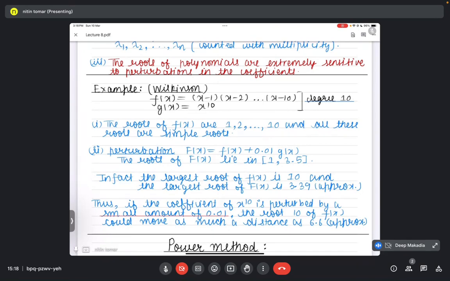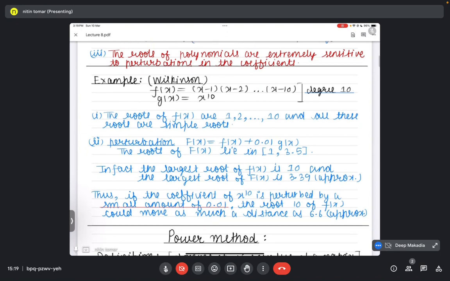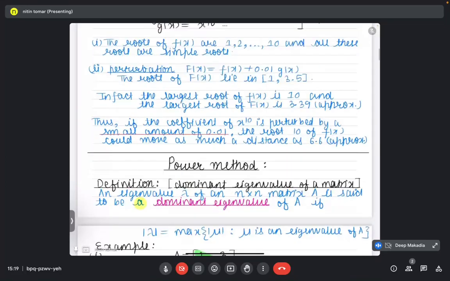Okay, so the root 10 of f(x) could move as much a distance as 6.6 approximately, right? So hence the roots of polynomials are extremely sensitive to any perturbation. So you just cannot make any perturbation and expect that you still will be in the vicinity of the roots of the polynomial. So this example shows that.